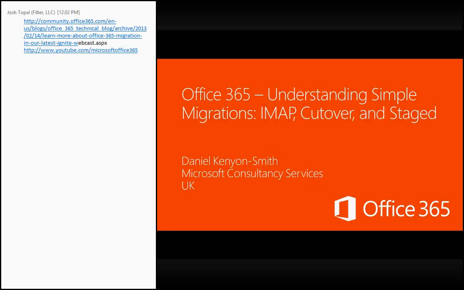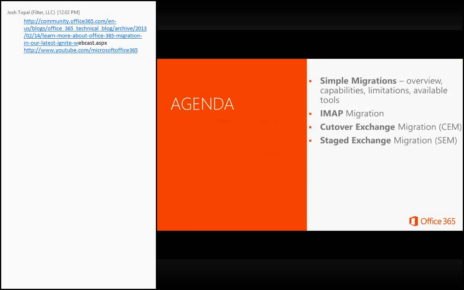Thanks, Josh. Okay, so we may as well just jump straight into the session here. As Josh said, we're looking specifically at simple migrations: the IMAP, cutover, and staged migrations. As you may see through some of the slides, there are some abbreviations: cutover Exchange migration being CEM and staged Exchange migration being SEM.